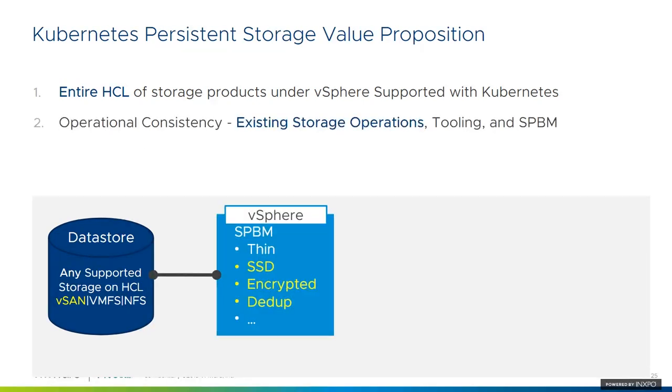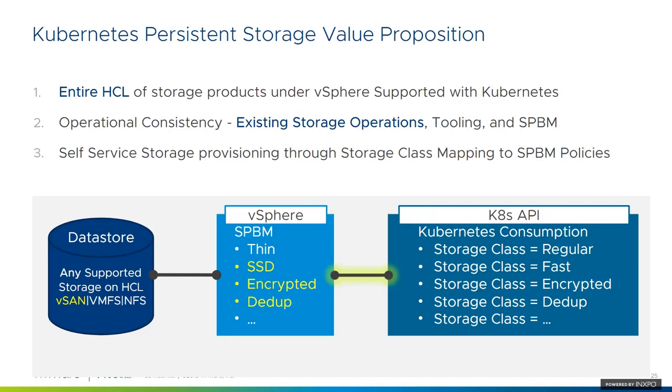We have operational consistency. If you're already using SPBM, where you've defined maybe SSD storage or thin provision or whatnot, all of that can continue to work here. So you get this operational consistency. We take these storage policies and map them up into Kubernetes and make them available to the end consumer. So the end consumer can pick: I just want a regular storage class, I want an encrypted one, dedupe, I want it fast, maybe that's the SSD. So they can choose this.